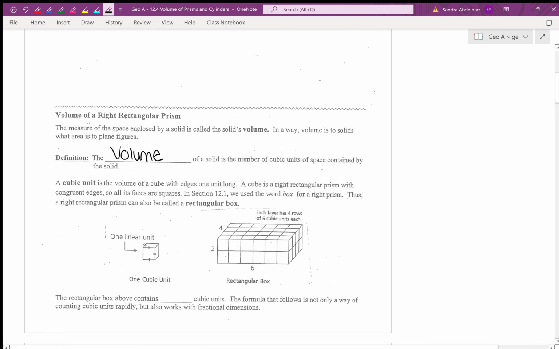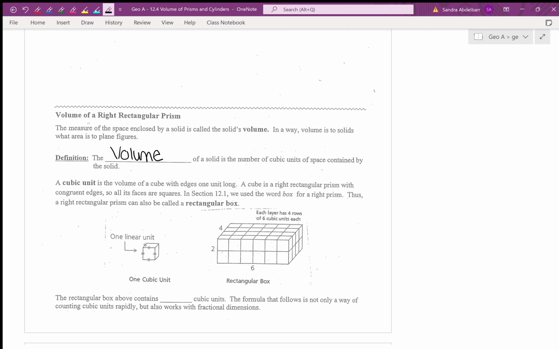Okay, so definition, the volume of a solid is the number of cubic units of space contained by the solid. So remember, I had told you surface area is, we're painting, everything we're painting is sort of considered like a separate entity. Like, okay, well, what can I paint from this? What can I paint from that? For volume, it's seeing how much something can hold.